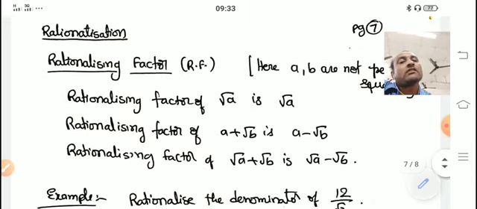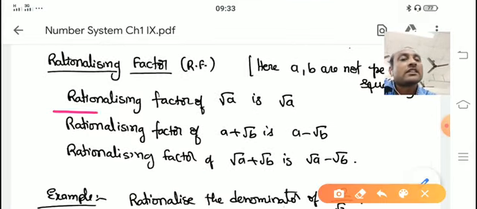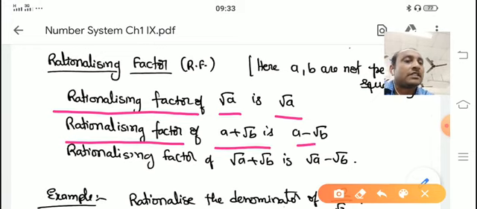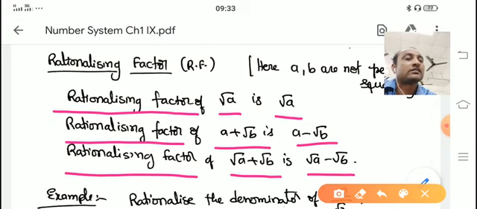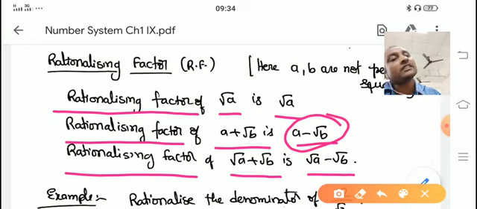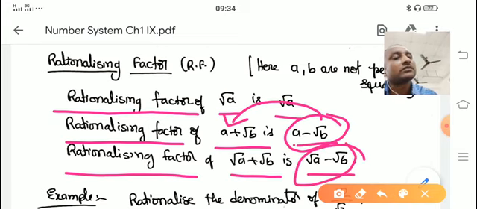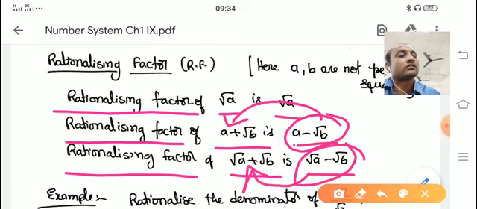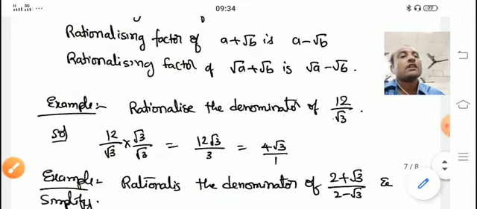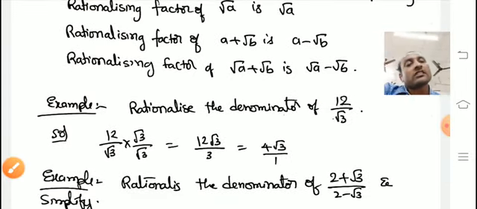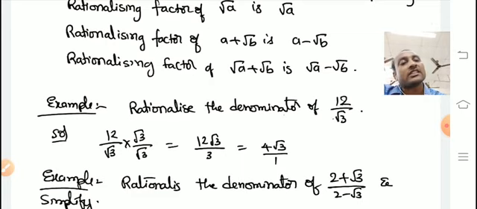So now we have to understand that the rationalizing factor of root a is root a. The rationalizing factor of a plus root b is a minus root b. The rationalizing factor of root a plus root b is root a minus root b. Similarly, the rationalizing factor of root a minus root b is root a plus root b. Vice versa also you have to take it.